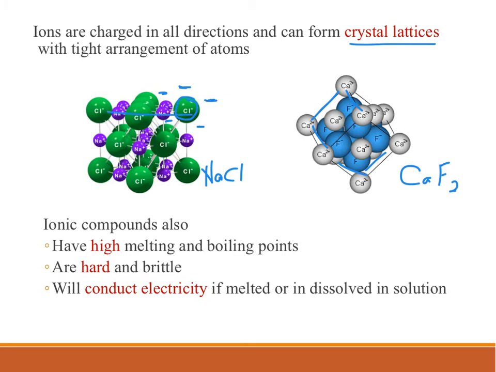Ionic compounds also tend to have high melting and boiling points, so they tend to be solid in most of our everyday temperatures. They are hard and brittle, and when they are dissolved in water, or if they're even melted, if you do have a high enough temperature, they will conduct electricity because those ions are able to carry the electric charge.